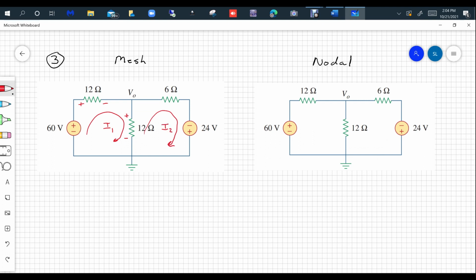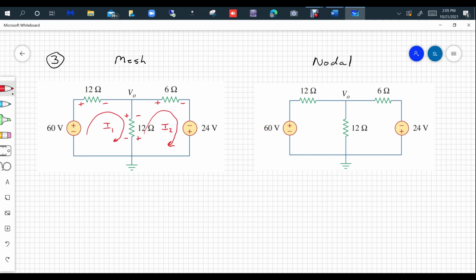For those of you that haven't had mesh or loop analysis yet, don't worry about this. Just put in the passive sign convention. You'll see how important it is later. As soon as you get that direction of I2, you put a plus there, you put a minus there, you put a plus there, and you put a minus there. You have to put the passive sign conventions in before you start analyzing your circuit.